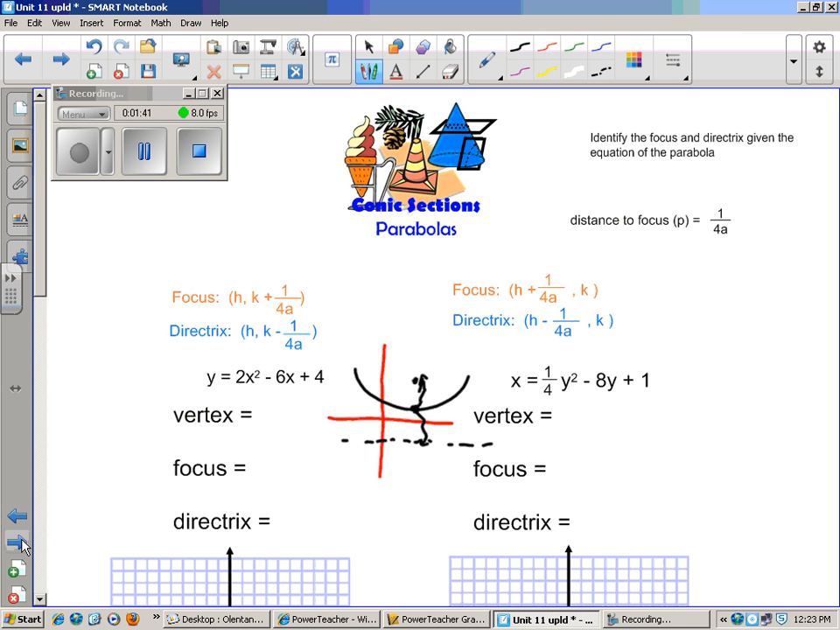It's saying to find the focus, the h, these are all lined up on the same x, the same axis of symmetry, right? So the h isn't going to change. The x coordinate's not going to change. But the k, the y, is going to go up by p, and the k on the directrix is going to go down by p. Okay? So that's what this says. Leave h alone, but take k and add 1 over 4a. And for the directrix, you're going to take k and subtract 1 over 4a.